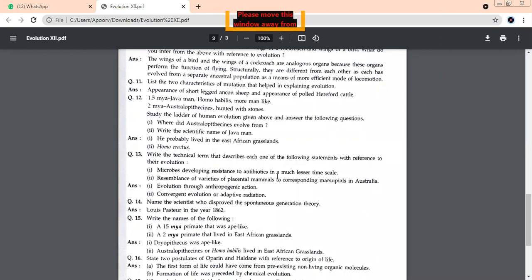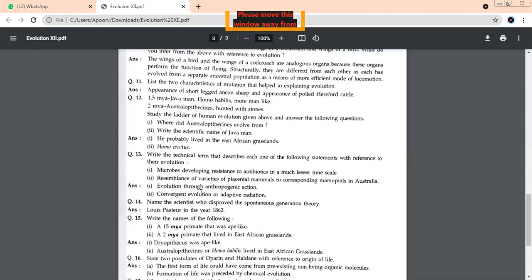Write the technical term that describes the following statements. Microbes developing resistance to antibiotics in a less time. This is again evolution through anthropogenic action, though this is not there in your syllabus, but still. Supposing some organism develops resistance very quickly, then such a process is known as evolution through anthropogenic actions. What are these actions called? Anthropogenic. Resemblance of placental mammals to marsupials in Australia, they're resembling each other. That means convergent evolution. Whenever, beta, there is resemblance, it is convergent; when there are dissimilarities, it is divergent evolution.